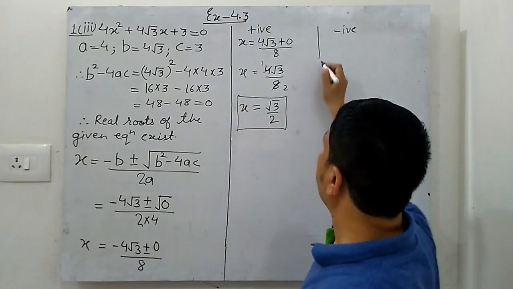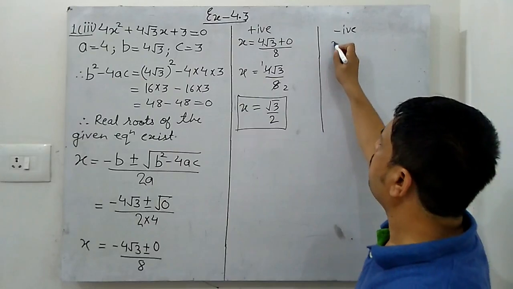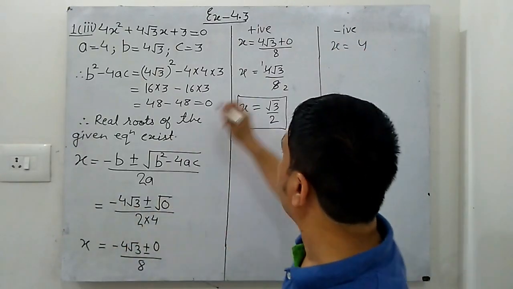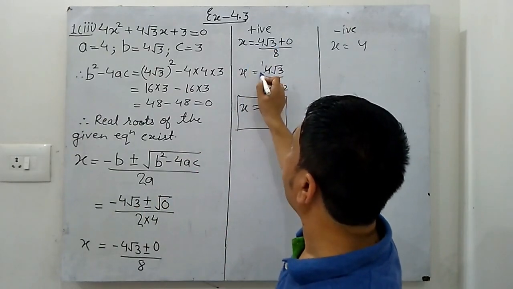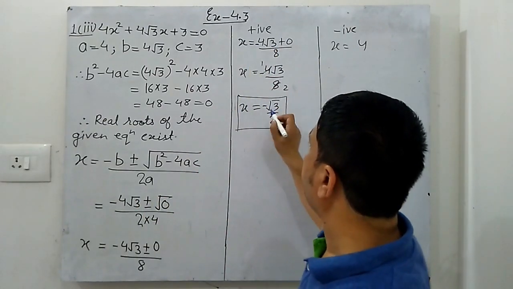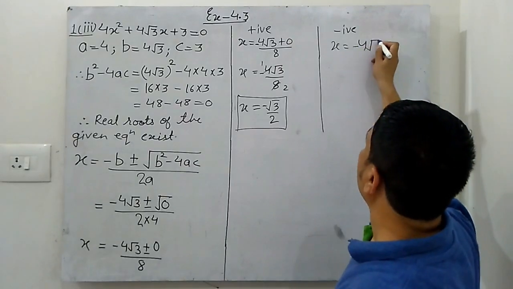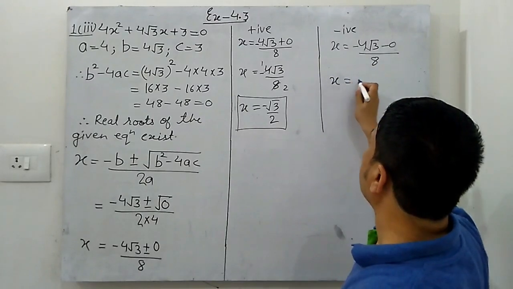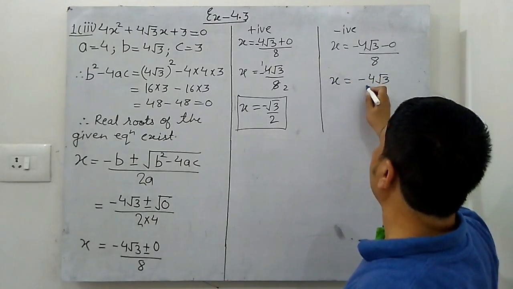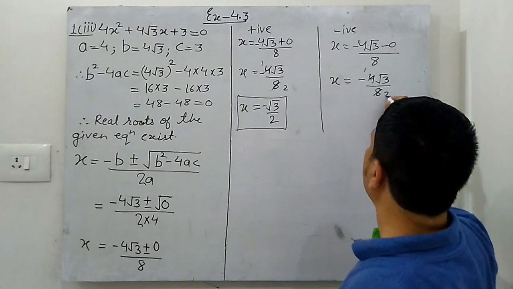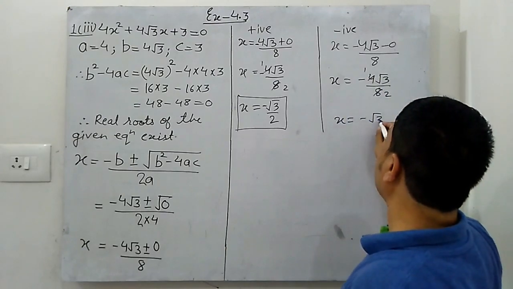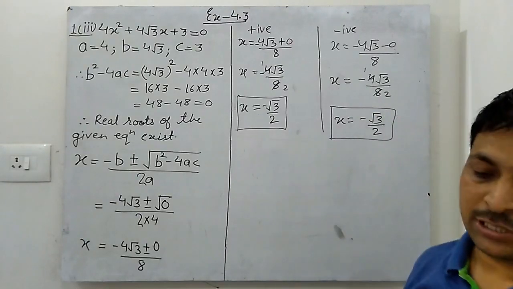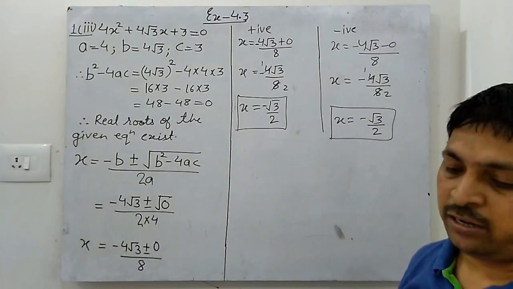Clear? Similarly, now we are taking the negative. So x is equal to, sorry, it was minus 4 root 3. So we can write minus here. Minus root 3. So minus 4 root 3 minus 0 upon 8. Minus 0 is not necessary. So it is minus 4 root 3 upon 8. 4 ones are 4, 4 twos are 8. So the value of x will be minus root 3 upon 2. So this is the process of applying the quadratic formula.